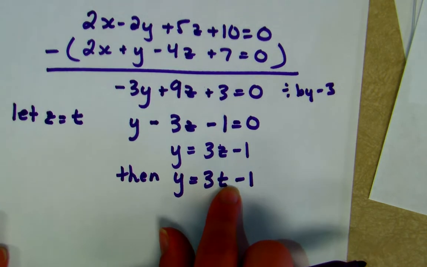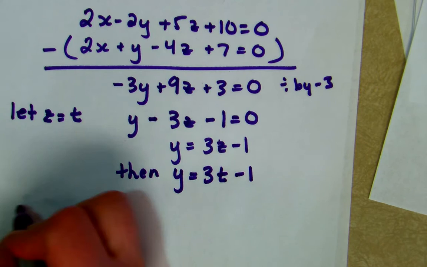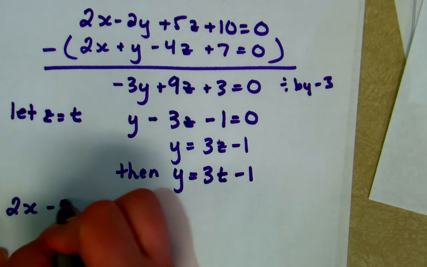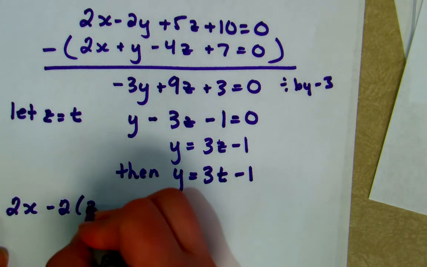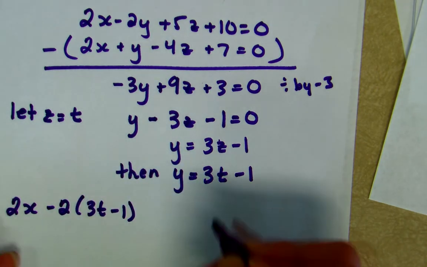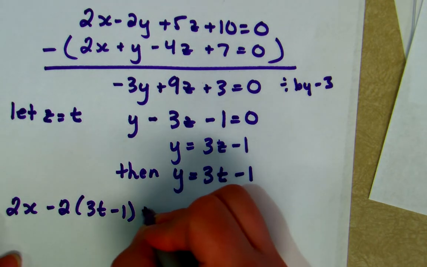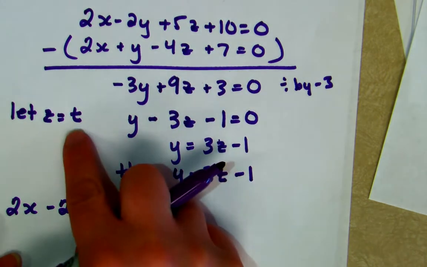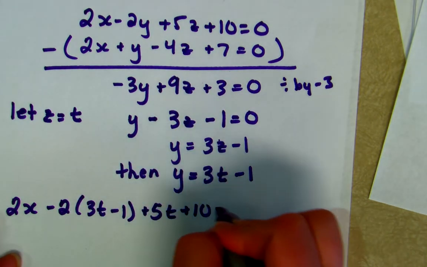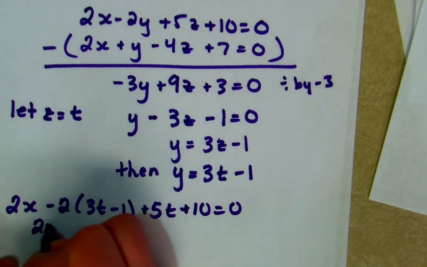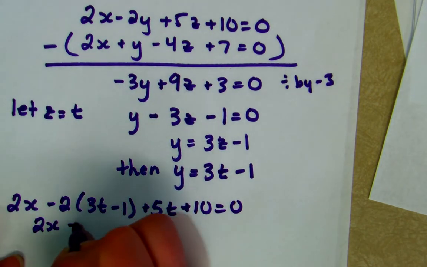Now all I need is the x. So I'm going to go up and grab one of these, 2x minus 2. Instead of y, I'm going to do 3t minus 1. And then I'm going to have plus 5z, but z is t, plus 10 equals 0. And I'm going to work and isolate x in this equation.